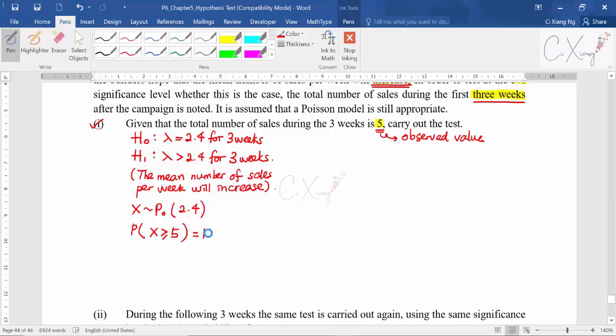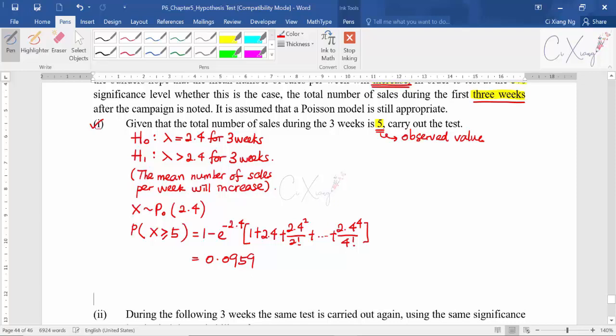So you apply the formula for Poisson, 1 minus e negative lambda, times 1 plus lambda, plus lambda square over 2 factorial, until 4. Because greater equals to 5 means start from 5 until infinity, right? So you minus until 4 only. So your p-value should be 0.0959.